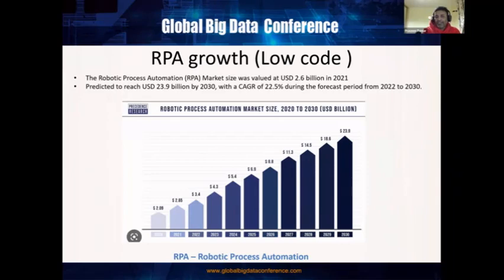And you can see that the market of low code RPA is growing a lot, right? It's almost a 20+% compounded annual growth rate. In 2021, it was roughly around 2.6 billion, and it is expected to grow to roughly around 7 billion by 2025, and it is expected to cross somewhere around 24 billion by 2030. So imagine how much potential it has, right? So why not learn this skill set? And this is a directly employable skill set.